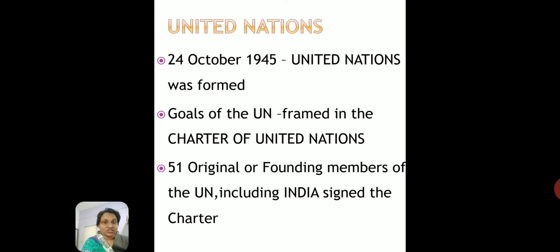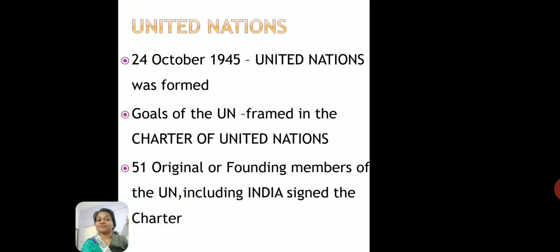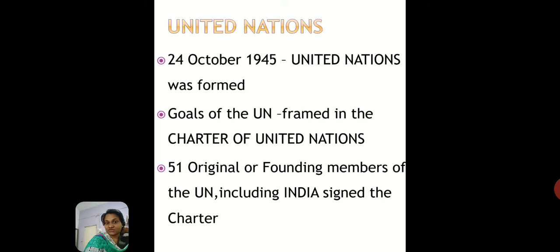And what are the goals of the United Nations? The goals of the United Nations are written in a document. This document is known as the Charter of United Nations. Please look at the screen and understand it. When was the United Nations formed? It was formed on 24th October 1945. Why was it formed? It was formed to prevent wars.